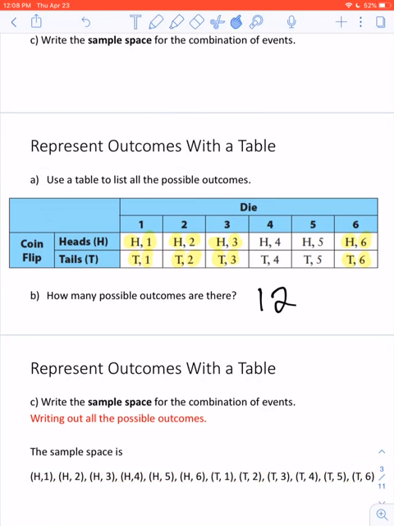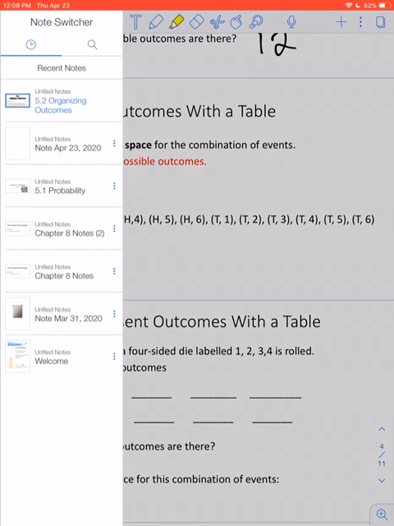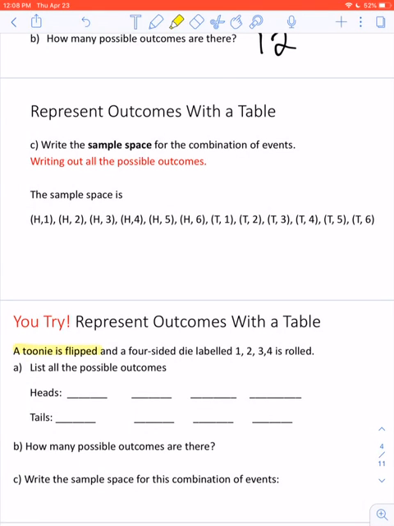All right. So now there's a you try. I encourage you to pause the video and try it yourself and then come back. Okay, so now hopefully you gave that a try and we're going to go through it together. So it says, a toonie is flipped and a 4-sided die is rolled. List all the possible outcomes. So notice in this case, it's not quite set up like a table, but if it was, I have my heads and tails over here, and then I would have my numbers at the top here for the die.